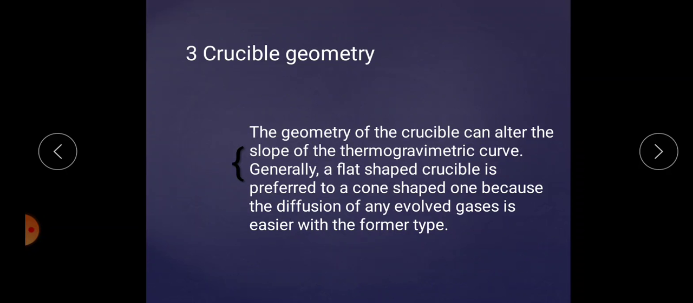Suppose a flat shaped crucible is considered more preferable as compared to the cone shape. If we compare what happens, when the reaction happens and the gas evolves in a flat crucible, the evolution of gases takes place suddenly at that particular temperature. So we get an accurate point at what temperature the maximum gas is evolved and what weight remains. So it gives much more accuracy as compared to the cone shaped one, because in a cone some amount of gas is liberated and some remains because of its geometry. Hence, the geometry of the crucible is also a precious point regarding thermogram quality.